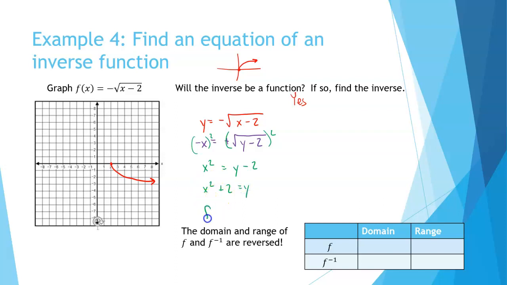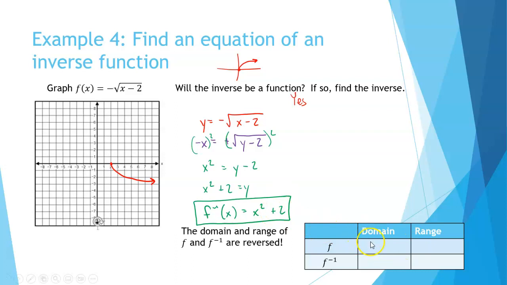We're putting it back into function notation. I'd say that's the inverse of what we had originally. The inverse of f equals x squared plus 2. So that would be the inverse. There's no restrictions here right now. Well, actually, let's look at the domain and range.